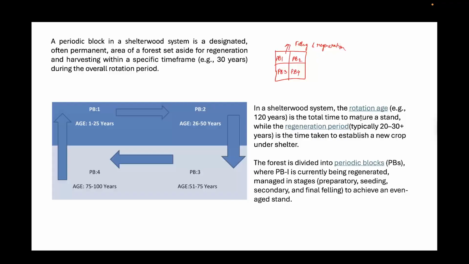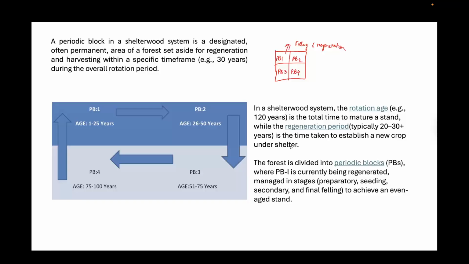So in a shelter wood system, the rotation age, for example 120 years, is the total time to mature a stand, while the regeneration period, typically 20 to 30 years, is the time taken to establish a new crop under shelter. So what is the difference between the rotation age and the regeneration period? Rotation age is the total time to obtain a mature stand from a sapling, which is 120 years, which is what is given in this question. And the regeneration period, typically 20 to 30 years, is the time taken to establish a new crop under shelter.